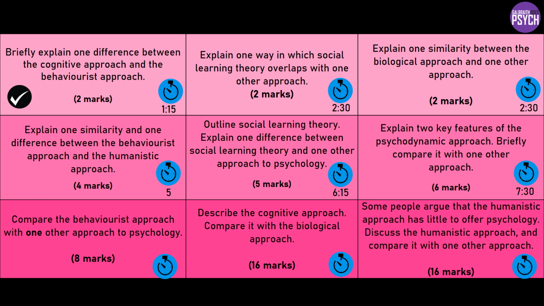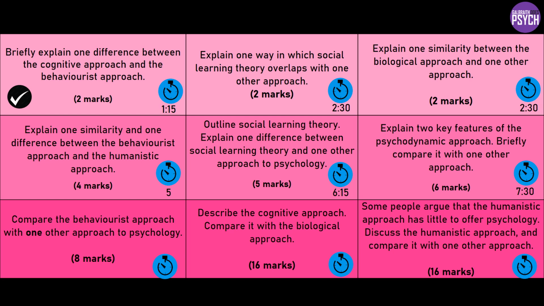Explain one way in which social learning theory overlaps with one other approach. Now, for me, the most obvious ones that come to mind are behaviorism and the cognitive approach. So let's briefly talk about both. Social learning theory overlaps with behaviorism because they both emphasise the role of learning. For example, social learning theory focuses on vicarious reinforcement, and behaviorism includes positive and negative reinforcement. That's plenty for 2 marks.